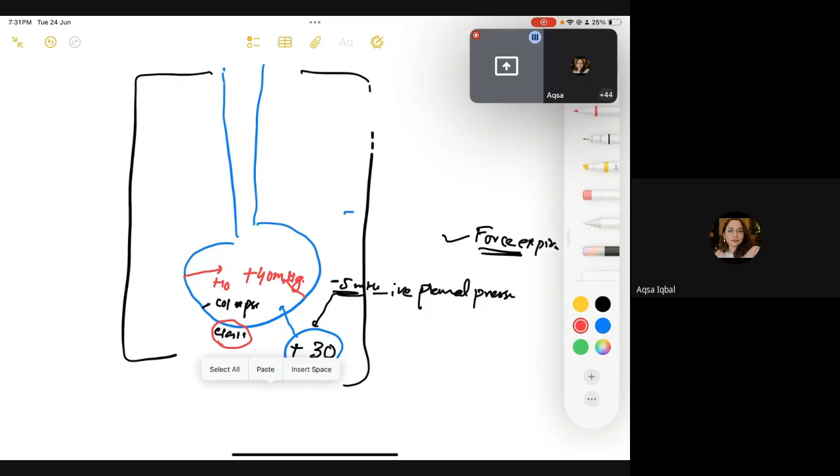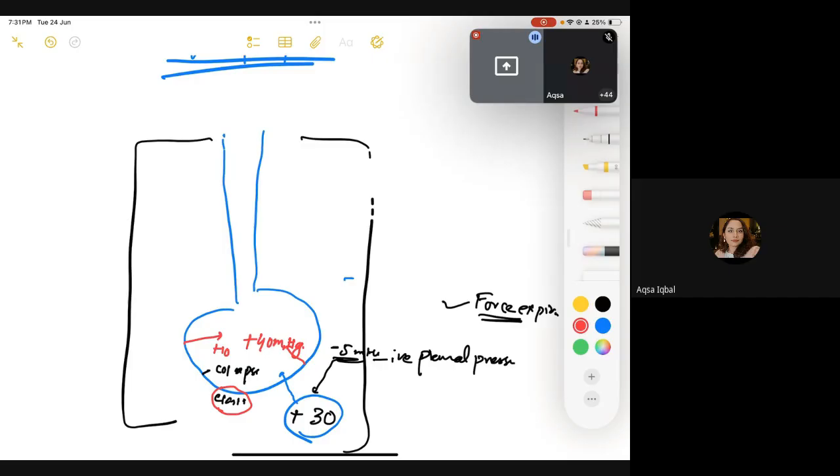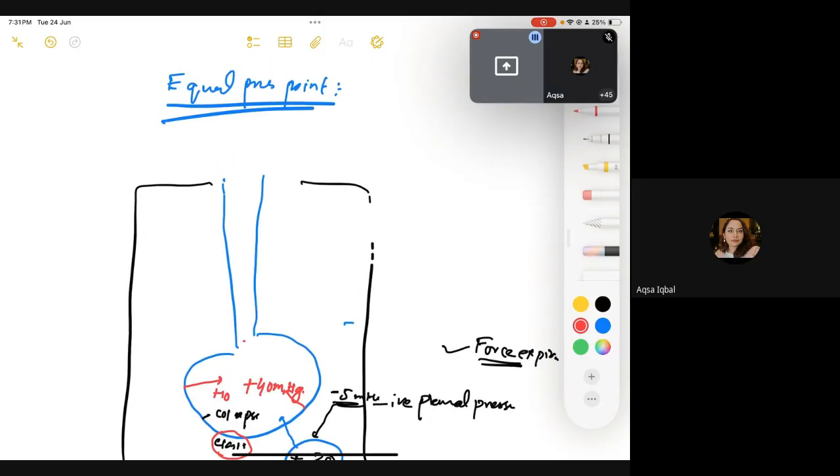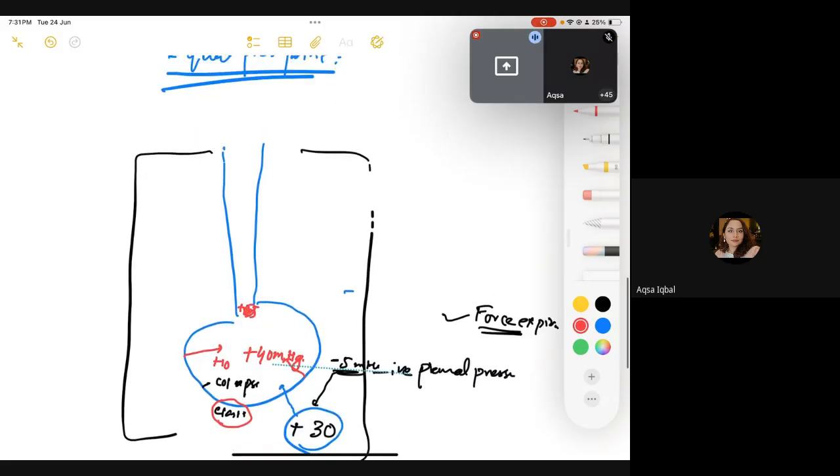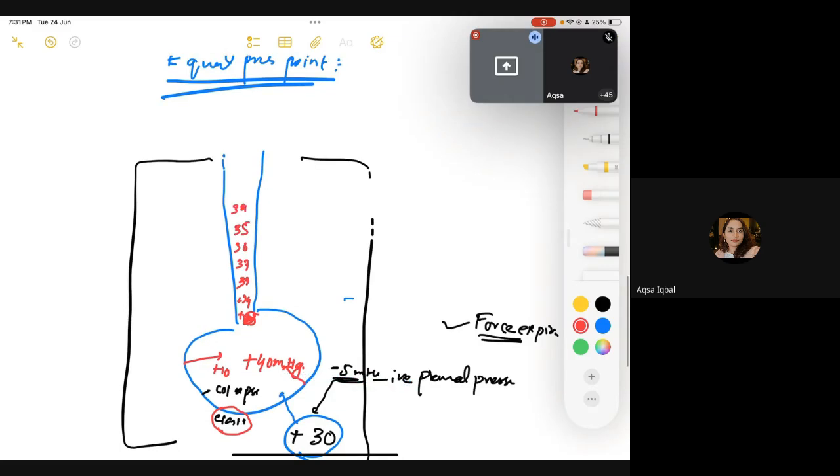Now when this plus 40 pressure is experienced inside the alveoli, the air is going to move outward. But as the air moves outward, the pressure values suddenly drop down: 39, 38, 37, 36, 35, 34, 33, 32, 31, and 30. Does it make sense? As we are expiring the air outward, the pressure drops downward. So a time would come when it reaches 30 mmHg.